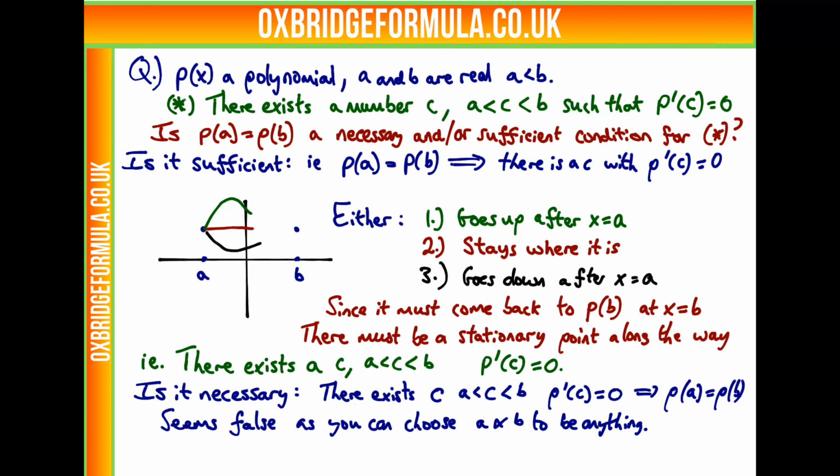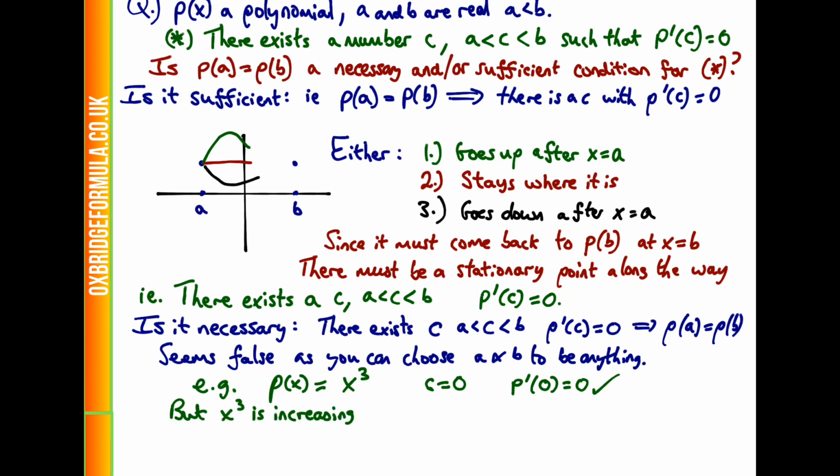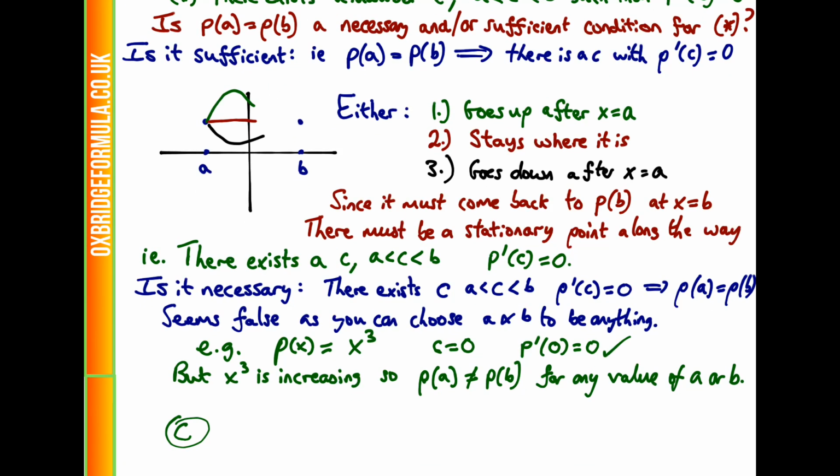So what would be a counterexample for this? Well, one would be P of x equals x cubed, which has P prime of x being 0 at x equals 0, so c equals 0 works. And then we can just choose a and b to be anything. Why? Because x cubed is increasing, P of a does not equal P of b for any values of a or b. So it's not necessary. So the answer is C. The statement that P of a is equal to P of b is a sufficient condition is actually known as Rolle's theorem.